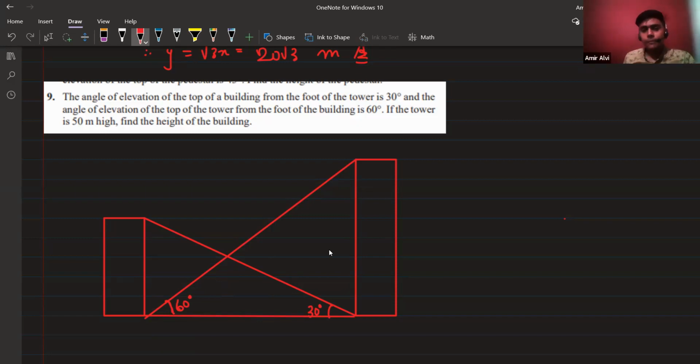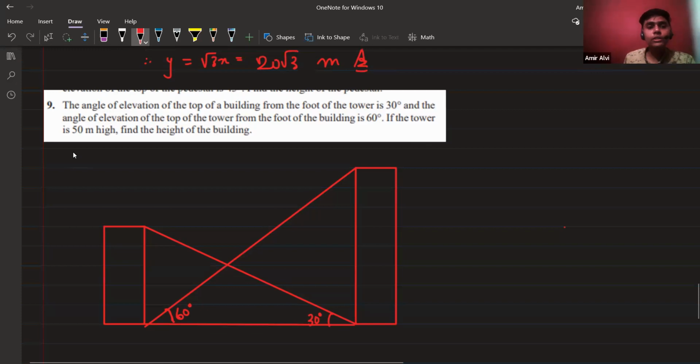Clear? Yes, sir. Sir, I got the same figure, but my tower is on the left side and the building is on the right side. That's not an issue, as long as you have taken the angles correctly, that's the most important thing. Okay, clear? The height of the tower is given as 50 meters. Clear, everybody?